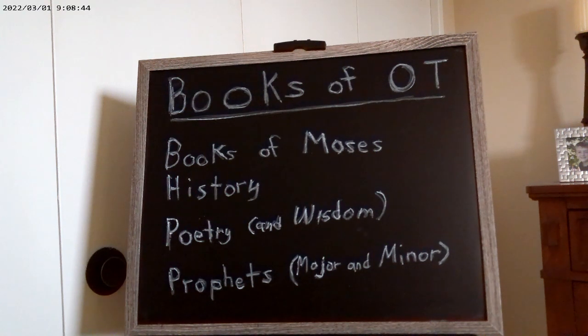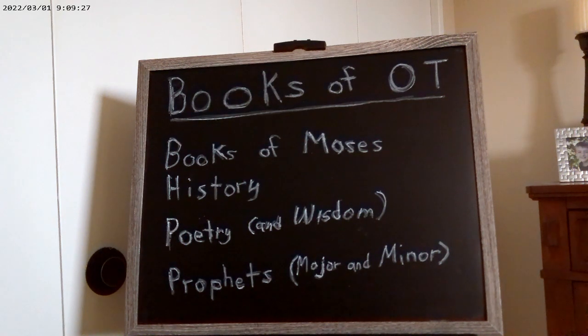Now, the prophets are divided into two groups: the major prophets, which are five prophets, excuse me, four prophets. One of them includes a second book, the book of Lamentations. So we have Isaiah, Jeremiah, Lamentations, Ezekiel, and Daniel. Excuse me. Yeah, those are four prophets and five books. I hope I got that right.